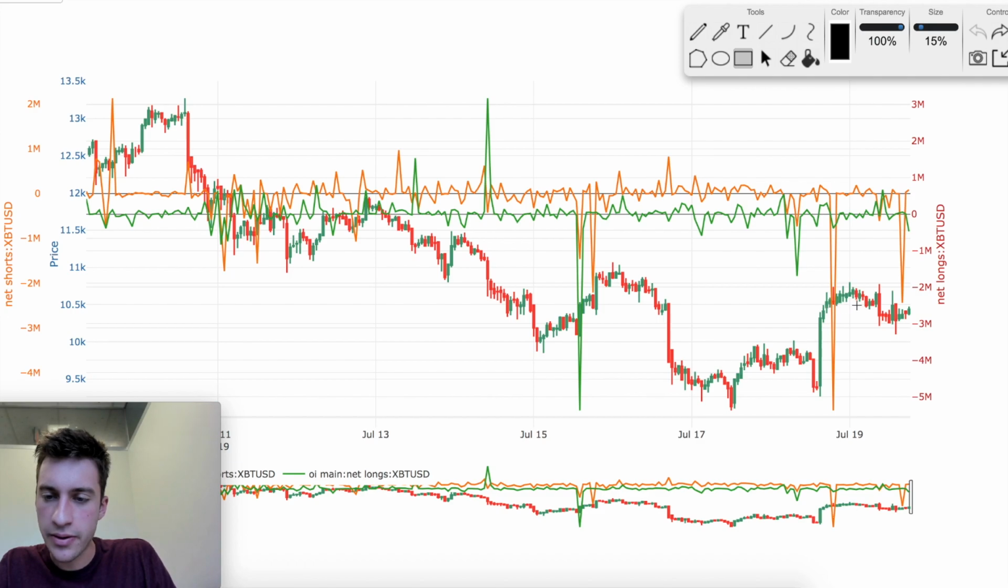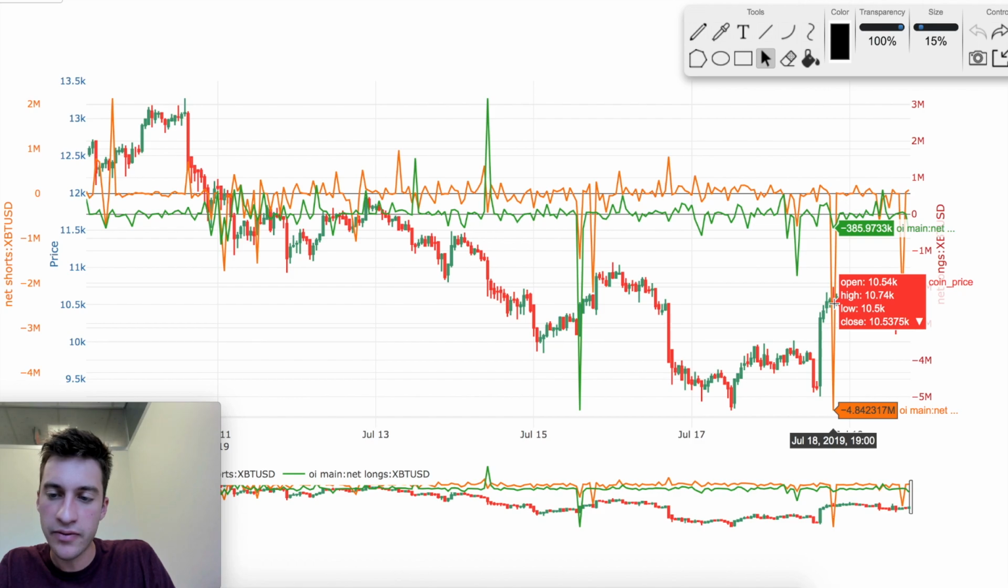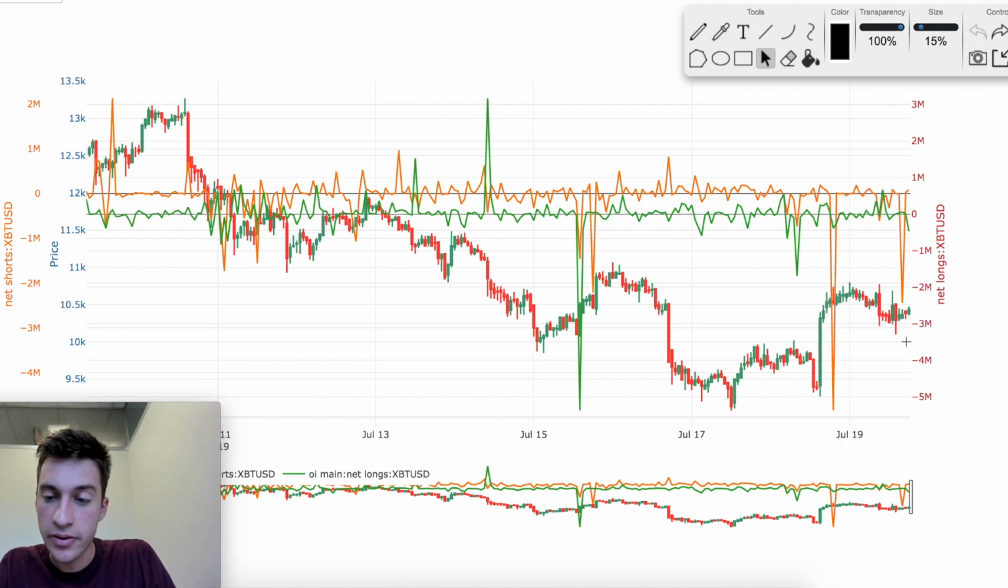One spot that would have actually been very good is this massive decrease in the shorts. You can see that massive decrease in the orange line. Massive decrease in shorts, and the price just goes down. I mean, price went from a high, let's just do the high to low. Price went from a high of 10,740 down to a low of 10,100.